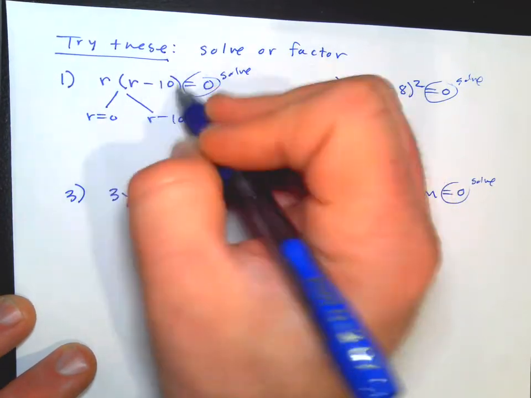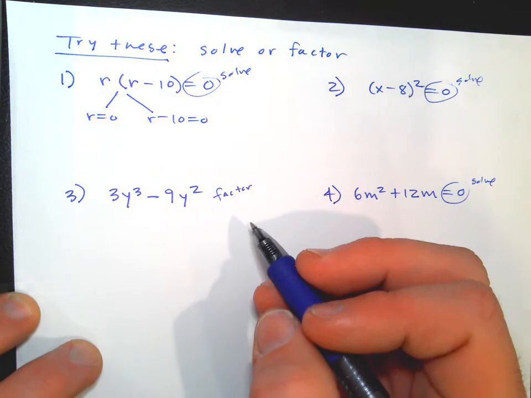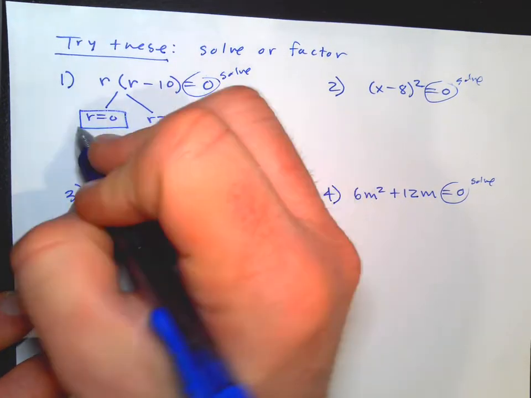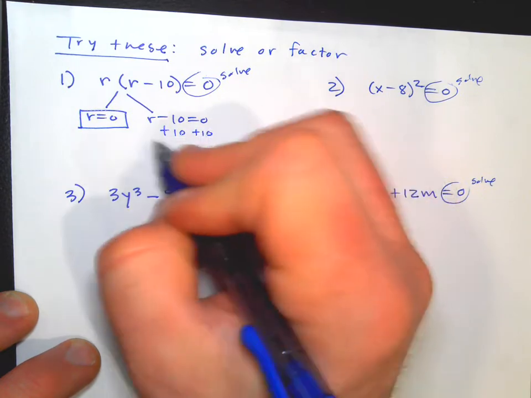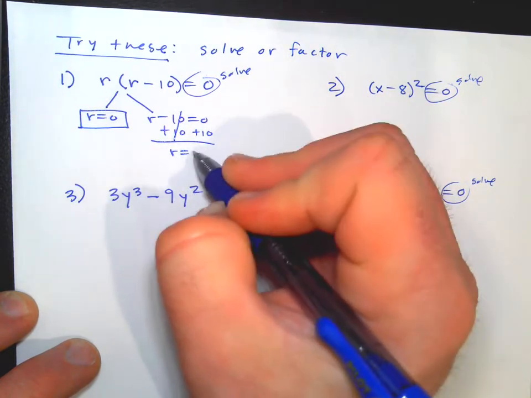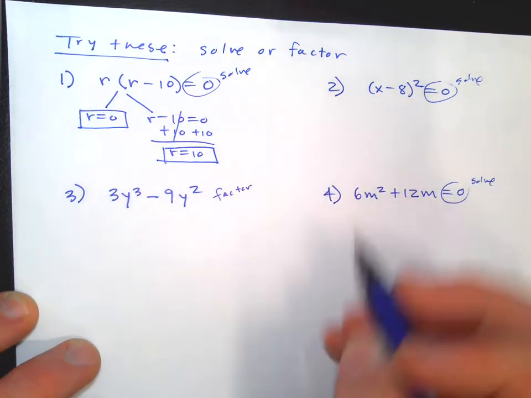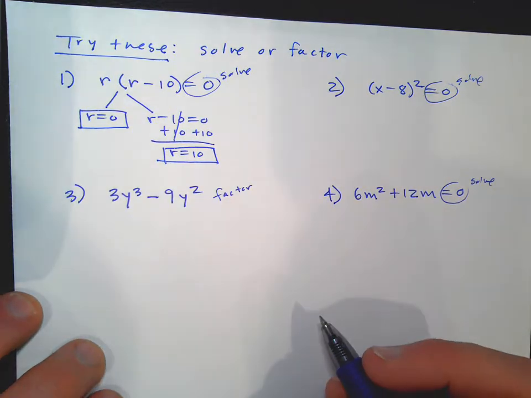This is called a factor and that's a factor. Now this one's already done. That's an answer. R equals 0 is an answer. This one we've got to do one step of work. We need to add 10 to both sides and then get that answer. There we go. That one's done.